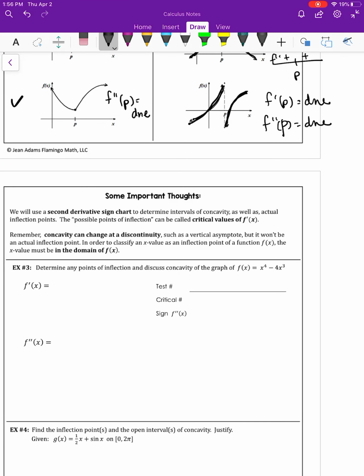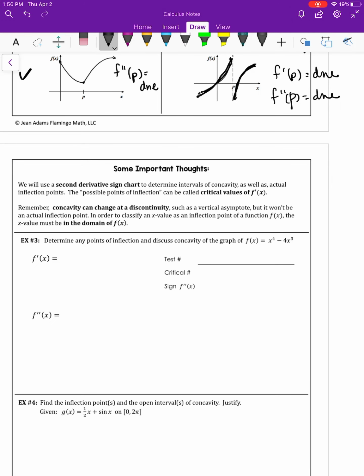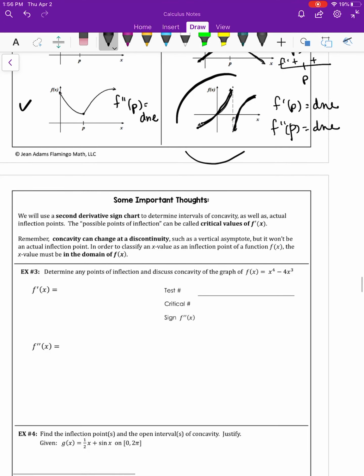All right, so now some important thoughts. We will use a second derivative sign chart to determine intervals of concavity as well as actual inflection points. The possible points of inflection can be called critical values of f prime of x. Remember, concavity can change at a discontinuity, such as a vertical asymptote, but it won't be an actual inflection point. In order to classify an x value as an inflection point of a function f of x, the x value must be in the domain of f of x. So even though concavity changes on a situation like this, you do not have an inflection point at p because p is not in the domain of the function.